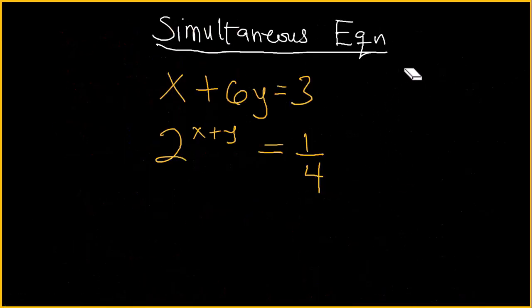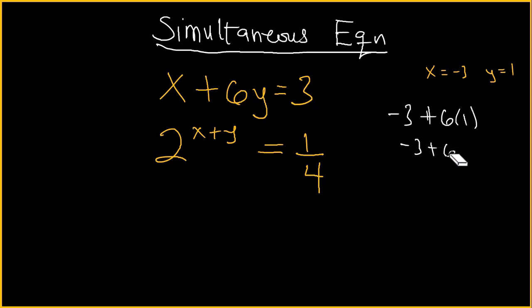So we had x to be negative 3 and y to be 1. So we have x, which is negative 3 here, plus 6, and then our y was also 1. Negative 3 plus 6 is giving us 3, which is the result. So this means these values of x and y satisfy the given equation.